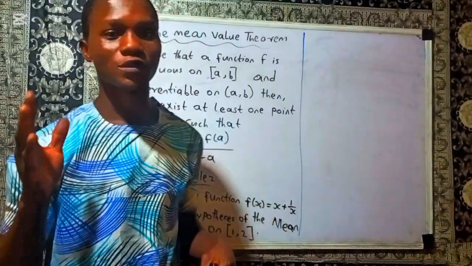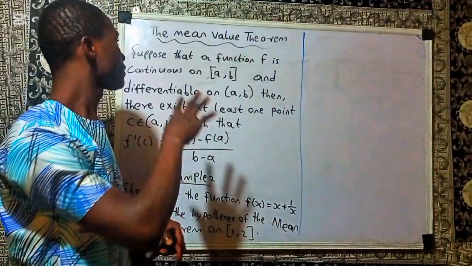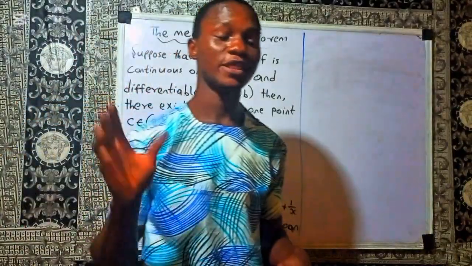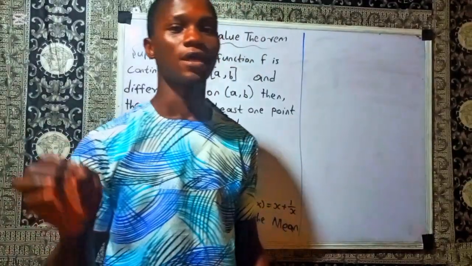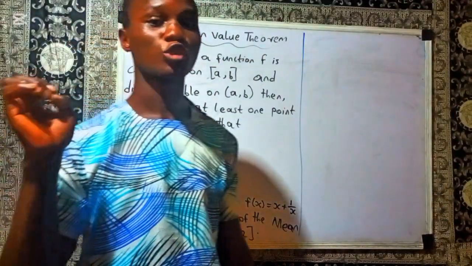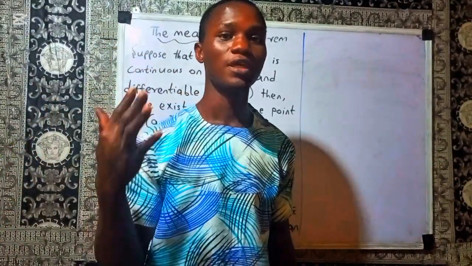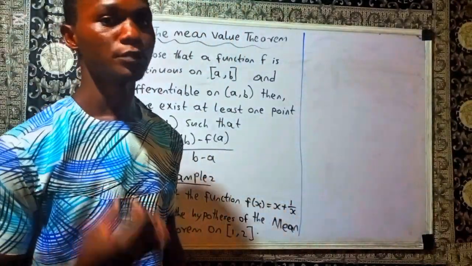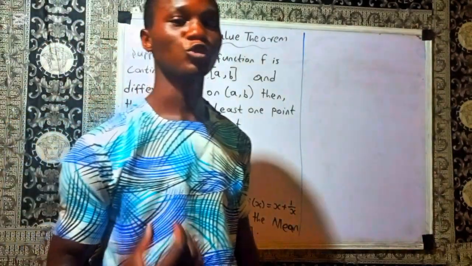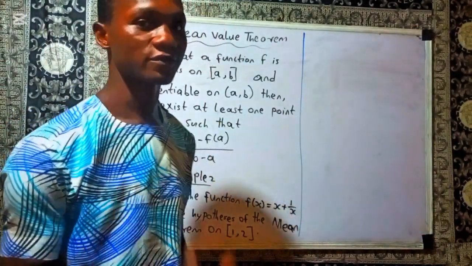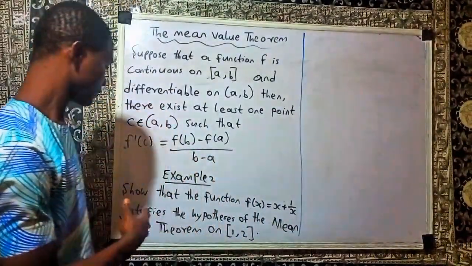Today we want to consider another example under this topic we introduced in our previous video, the mean value theorem. We stated this theorem in our previous class, and we also saw a particular example. That is, we showed that a particular function satisfies the hypothesis of the mean value theorem. So we have another function to consider today, and we want to show that that function satisfies the hypothesis of the mean value theorem. So let's consider this example we have here.